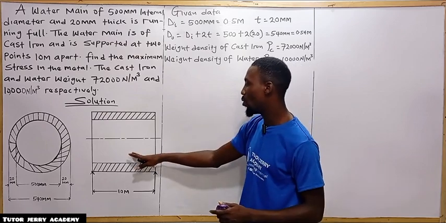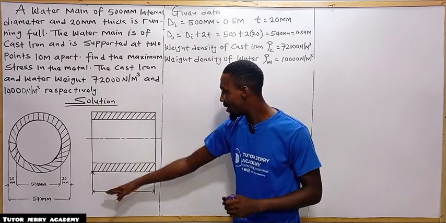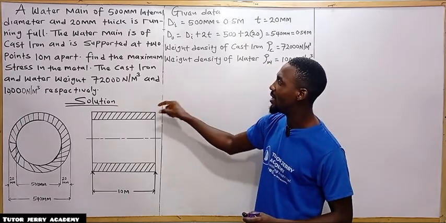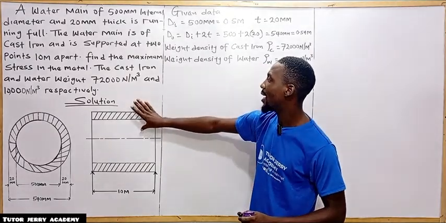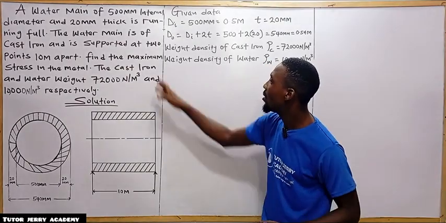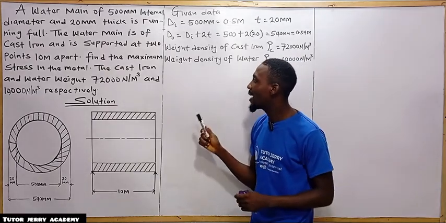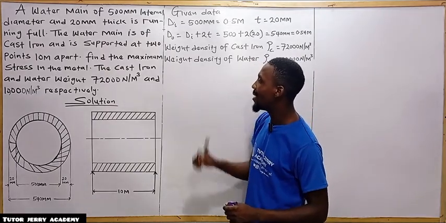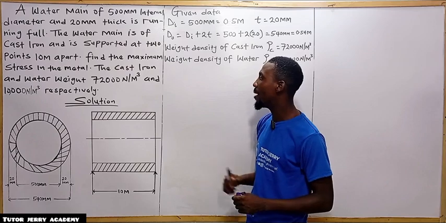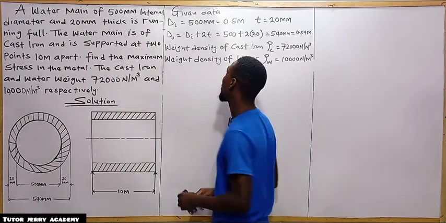All right. And they said the water main is of cast iron and is supported at 2 points 10 meter apart. So here is the cast iron, supported at 10 meter apart. You are going to note that the load on this cast iron is nothing but a UDL. They said we should find the maximum stress in the metal. The cast iron and the water weigh 72,000 Newton per meter cube and 10,000 Newton per meter cube respectively.